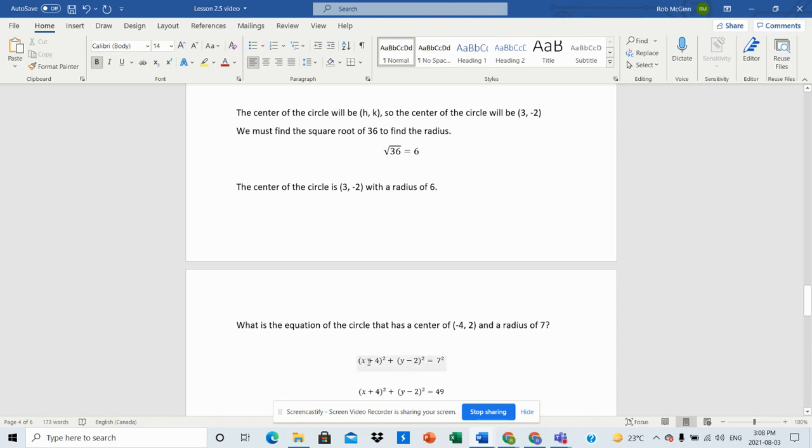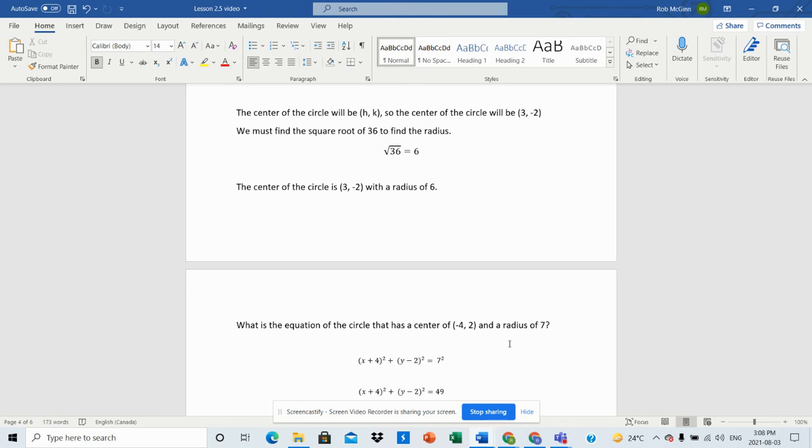You'll notice in the equation it goes to x plus 4 squared. And positive 2 will go to negative 2 in the equation. So y minus 2 squared equals a radius of 7 squared. Now we just have to expand that out. Don't worry about expanding out the x plus 4 squared or the y minus 2 squared. We just square our radius. So our proper form here is x plus 4 squared plus y minus 2 squared equals 49.